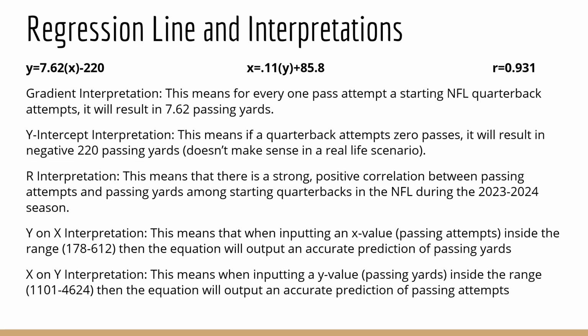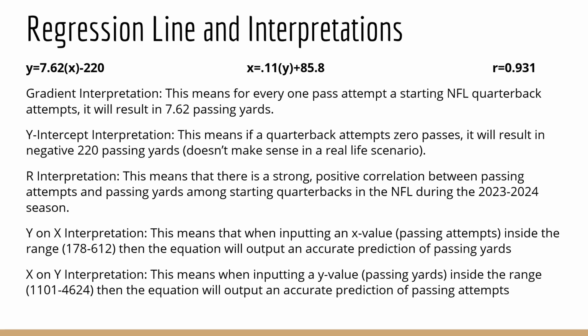My r is 0.931, and this means that there is a strong positive linear correlation between passing attempts and passing yards. My y on x equation, or the equation to the left, means that when inputting an x value or passing attempts inside the range, then the equation will output an accurate prediction of passing yards.